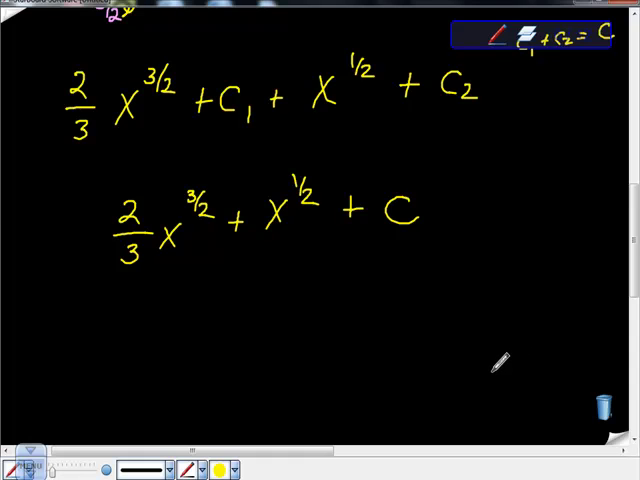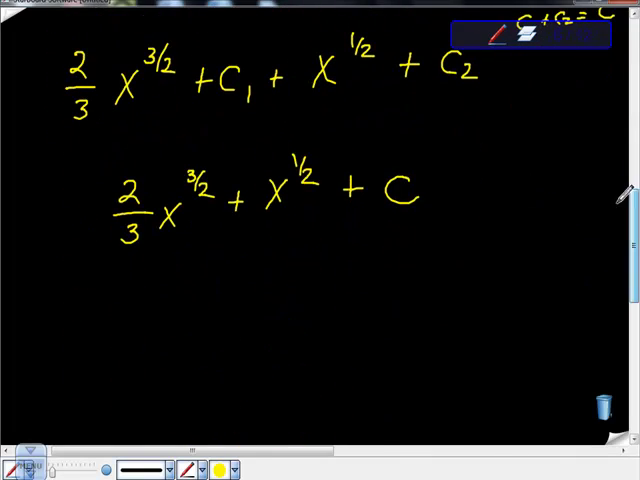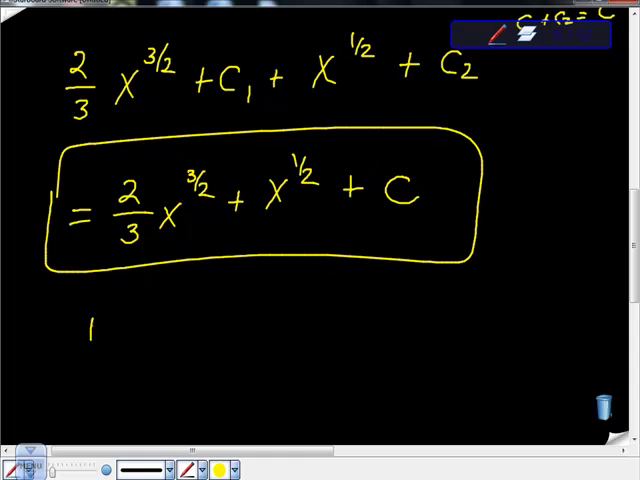How would I know that that worked? I would know that that worked by taking the derivative of this. So if I differentiate this, I should get that piece back. So let me say this. This is my answer. Proof of my answer might be this.